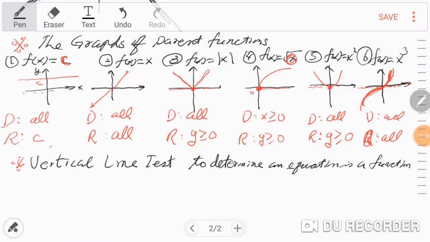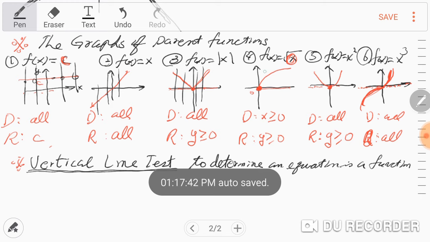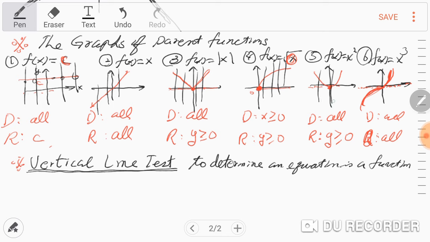The parent functions are all functions because we can try the vertical line test. Vertical line test means draw a vertical line, as I explained in the previous section. If it intersects at only one point, then this is a function. So even this one, draw a vertical line, it meets at one point. Even this absolute value graph, the square root function, the square function, the cubic function, they all meet at one point.